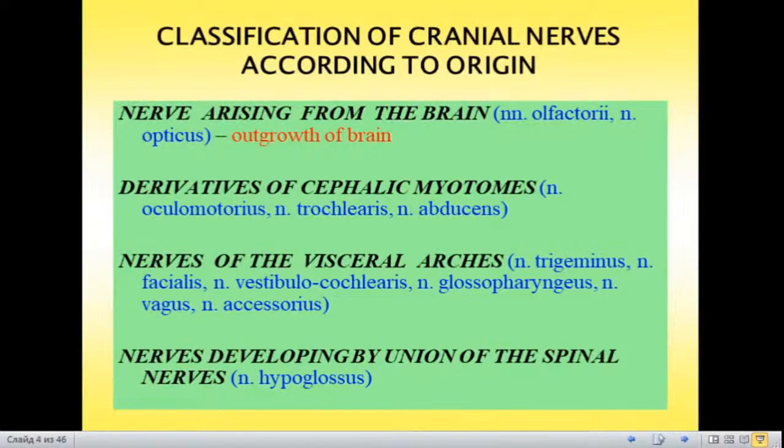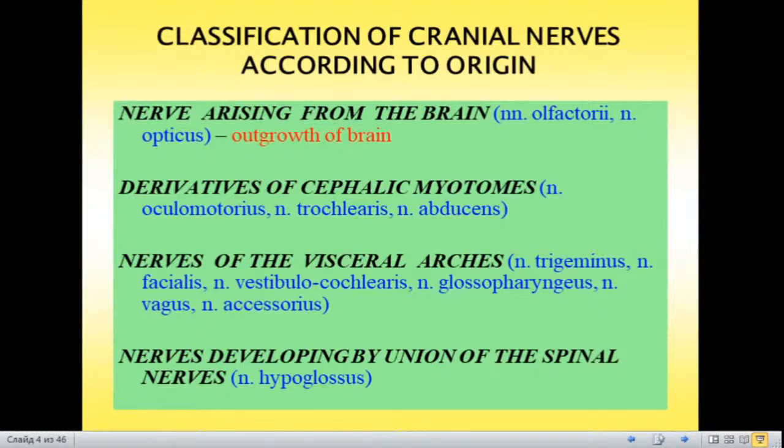Now we will discuss some classifications of cranial nerves. First one is based on development of cranial nerves. Due to this classification, all cranial nerves can be subdivided into 4 big groups. First one, nerves arising from the brain, which are quite specific nerves. They are first and second pairs, olfactory nerves and optic nerves. Actually, they are not really nerves. Due to development, they are outgrowths of the brain.